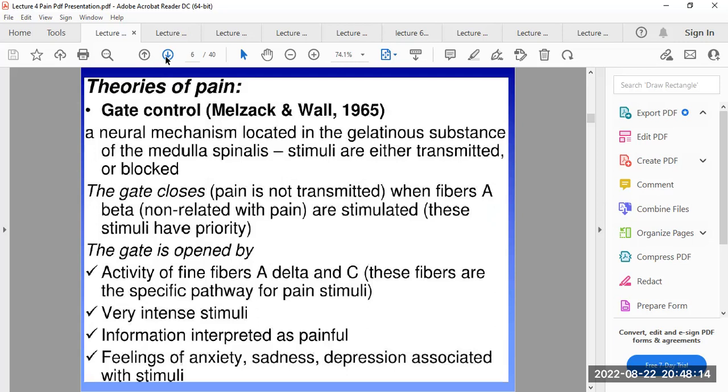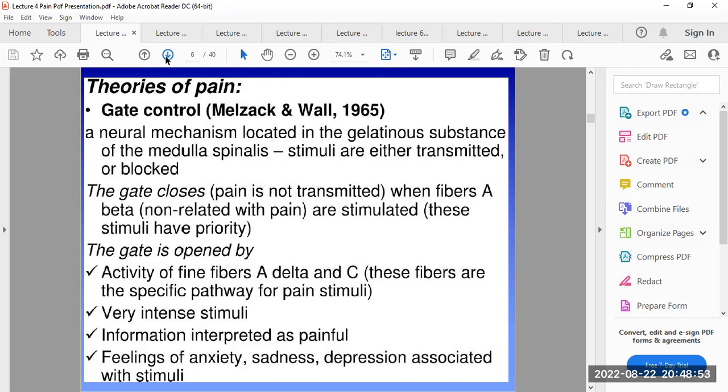Looking at the gate control theory by Melzack and Wall, 1965, in current modern times, it explains that neural mechanisms determine whether stimuli are transmitted or blocked. The gate closes and pain is not transmitted when A fibers not related to pain are stimulated, so these stimuli have priority. Stimuli which are not related to pain are the ones that get stimulated, so the gate is closed. Otherwise, the gate is opened.